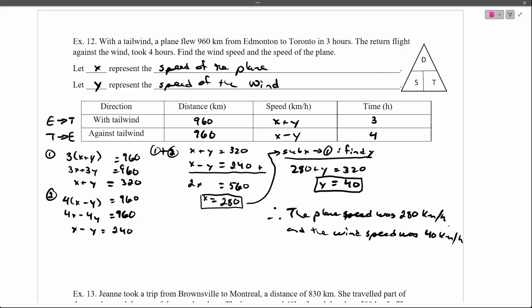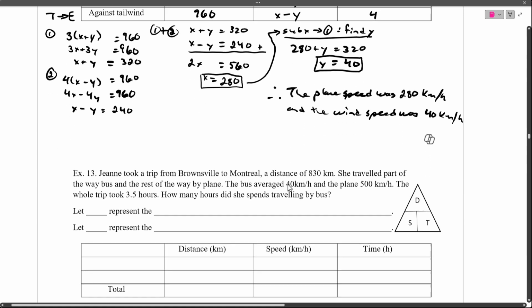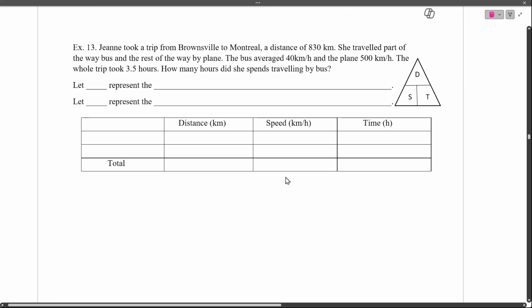Okay, so that's the last problem that's going to look exactly like that. So when we just have a tailwind or a current, just a force pushing our object in one direction and then the reverse direction, that's one type of distance, speed, time problem we're going to see. But that's not the only one. There's more. So let's take a look at this next one.